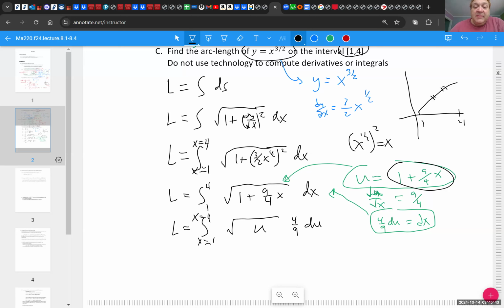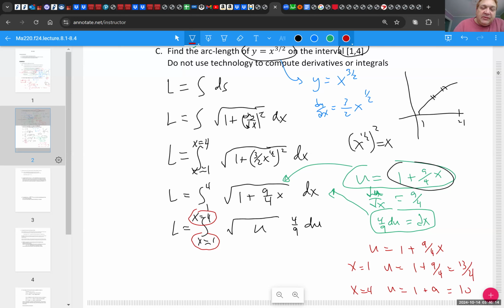Now I'm going to show some people like just converting everything in terms of u's. Like we can just convert these limits into u's. So if x equals 1, what is u? Well, remember, u is equal to 1 plus 9/4 x. So if x is equal to 1, that means u is equal to 1 plus 9/4, which is 13/4. And if x is equal to 4, the other limit, then u is equal to 1 plus 9/4 times 4, which is just 9, so it's going to be 10.